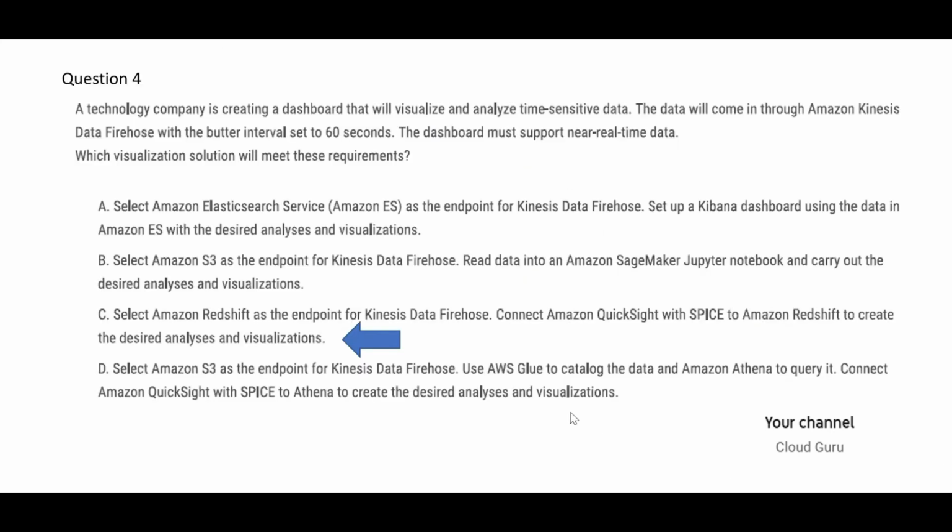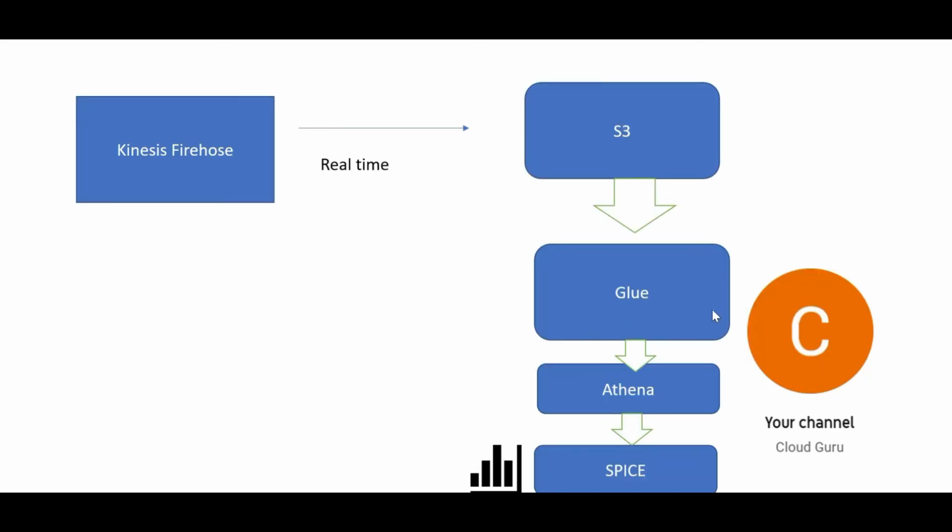So C is wrong. Let's look at D. In this case, D is talking about getting Glue. So always remember, Glue we use for data warehouse systems when we want to do those sorts of transformations. The moment you see Glue, it is never real time or near real time.